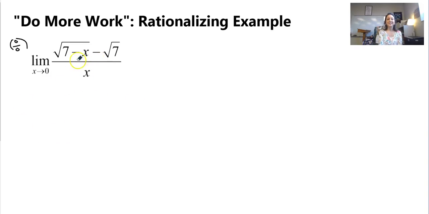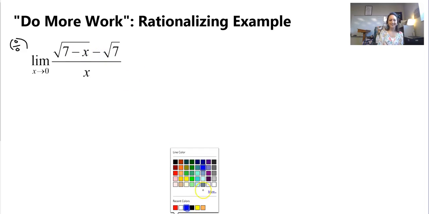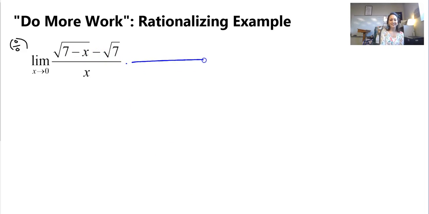So our do more here is going to be to multiply numerator and denominator by the conjugate. So take a look at where you've got all your square roots. Where do you have them, numerator or denominator? Numerator. So what I'm going to do is take the conjugate of my numerator. Remember, that just means switch the sign in between the two square roots. So I'm going to go square root of 7 minus x plus square root of 7. Just change the sign. Now, what I do to the numerator, I've got to do to the denominator, right? Because this is basically a fancy way of multiplying by 1, which doesn't change anything.